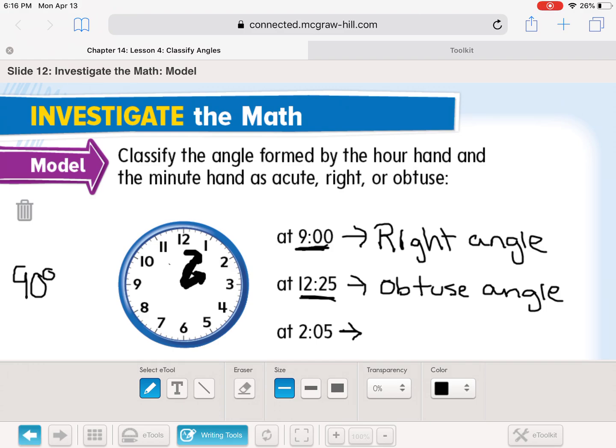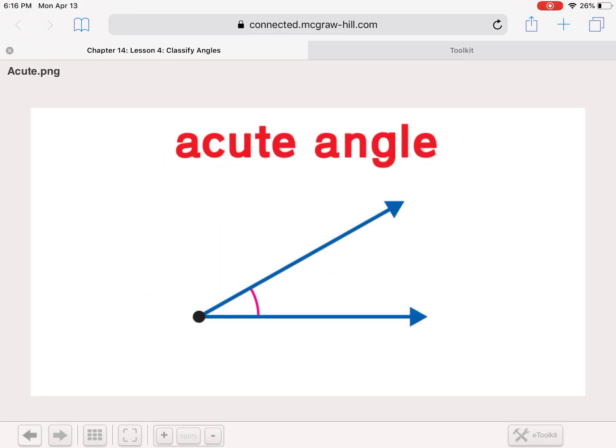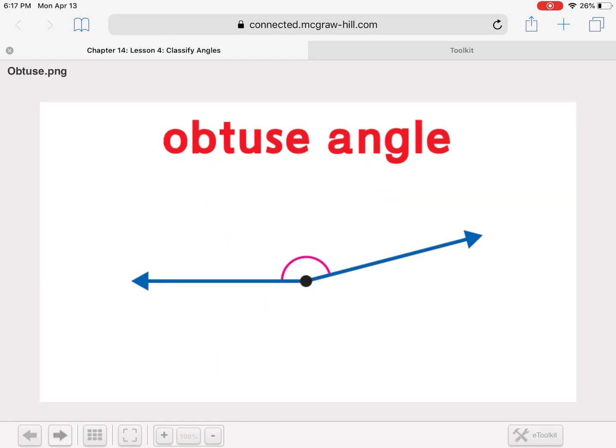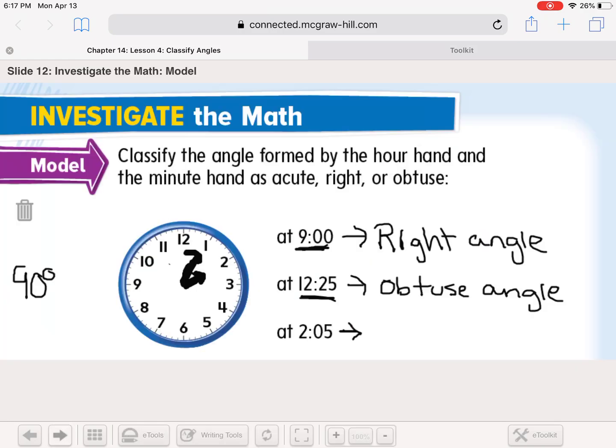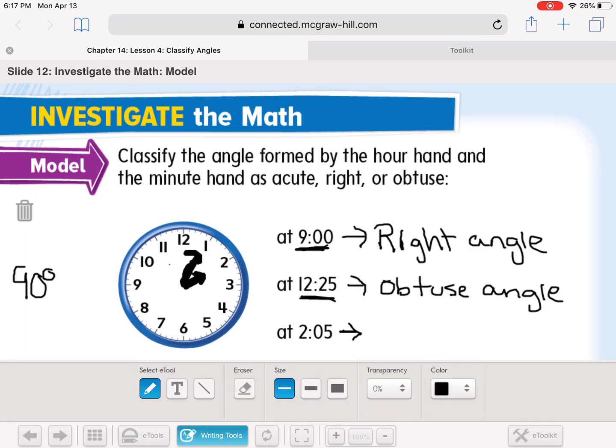So if I look back at my vocabulary, I can pick between acute, right angle, or obtuse angle. If I look at this shape, it makes it smaller than the L, so that tells me that it's less than 90 degrees. And if I remember that term, if something's really, really small, I'm going to call that acute angle. So 2:05 is going to be acute. And it's an angle.